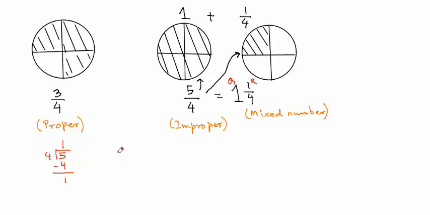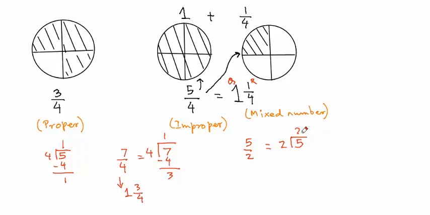Similarly, if you were to change the fraction, let's say 7/4, to a mixed number, you would divide 7 by 4. 4 times 1 is 4. Subtract, you get a 3. So 7/4 is equivalent to the mixed number 1 whole and 3/4. Similarly, the fraction 5/2 is the same as 5 divided by 2. 2 times 2 is 4. Subtract, you get a 1. So this is equal to 2 wholes and 1/2, or 2.5.